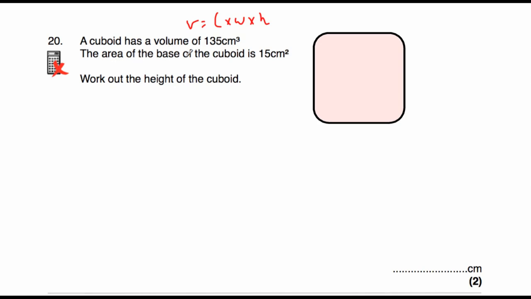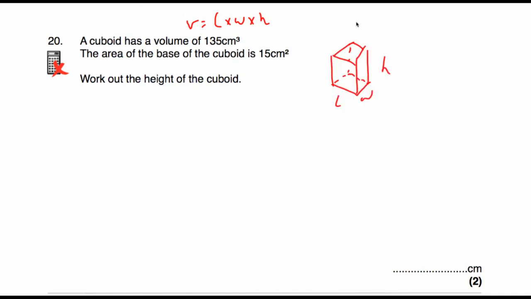And this is the area of the base of the cuboid is 15 centimetres squared. So the area of the base is 15 centimetres squared. Work out the height of the cuboid. Well, that's quite straightforward, because if we had a cuboid, like so, if we had our length, our width, and our height, well, to get the area of the base, we must have done the length multiplied by the width. So length times width is equal to 15.